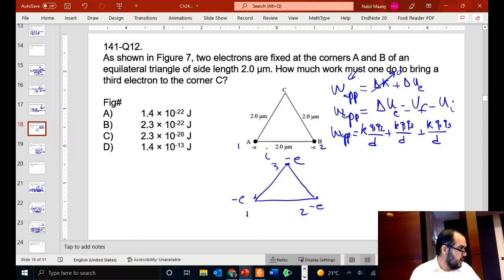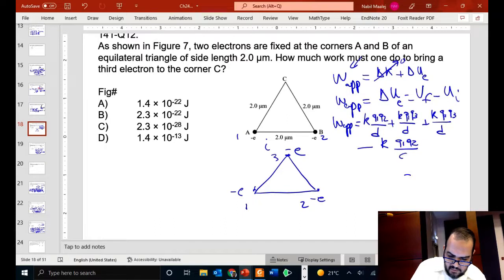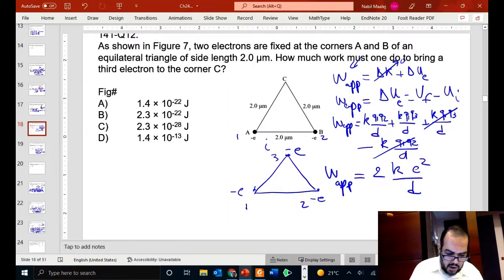What is U initial? U initial, we have only 2 charges. So it's minus K Q1 Q2 divided by the distance, D. Okay? So since all the charges are minus E, this will cancel with this. And we obtain 2K Q1 times Q2, that's minus E squared, so that's E squared, divided by the distance D. So this is the work applied.